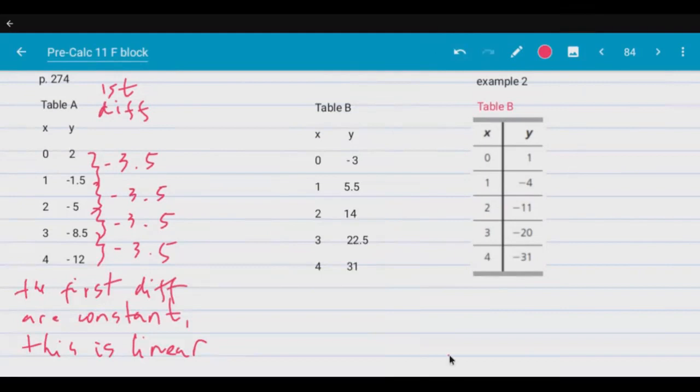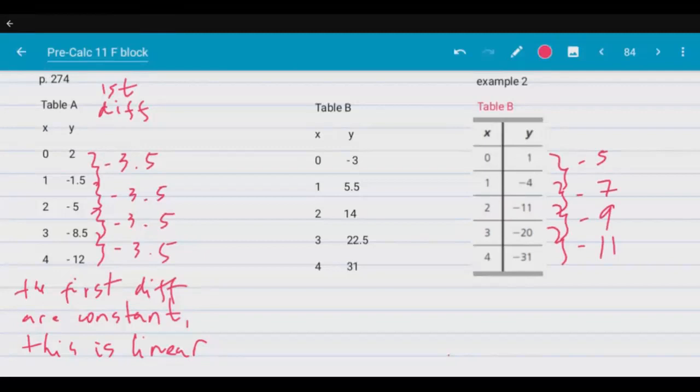I will again look at the differences. So 1 became -4. I think that's a -5. -4 to -11 is -7. -11 to -20 is -9. -20 to -31 is -11. What do you notice?